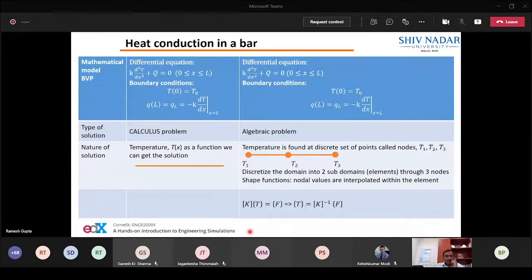This is the basic governing equation that we will solve to get the unknown quantities at the nodal or discrete locations. Those who are interested, I got this reference from a course, a hands-on introduction to engineering simulation from edX, offered by Cornell University. I have given the reference and the code also. Feel free to take it up.